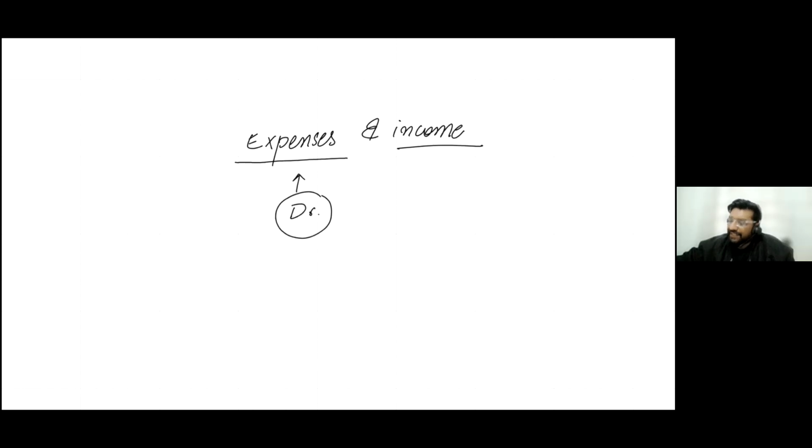All right. So now we are going to talk about the double entry bookkeeping for expenses and income. Whenever you're having an expense, you debit it. And whenever you're earning income, you're going to credit it. Okay. Let's talk about some of the examples of expenses.